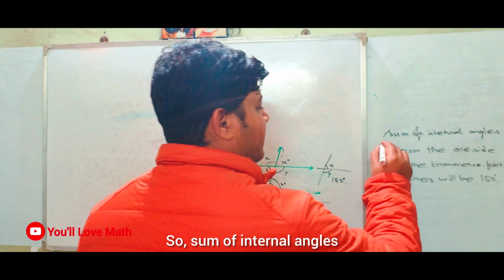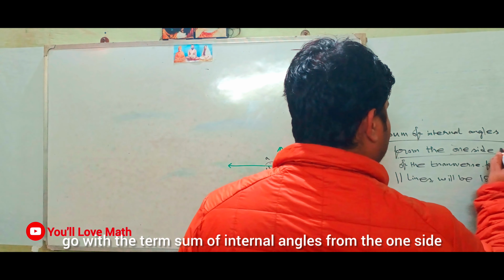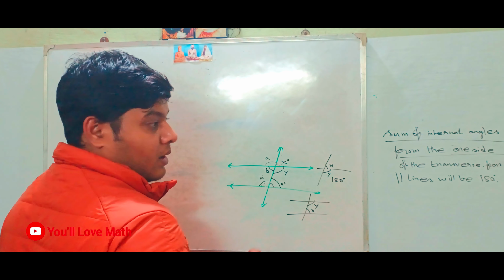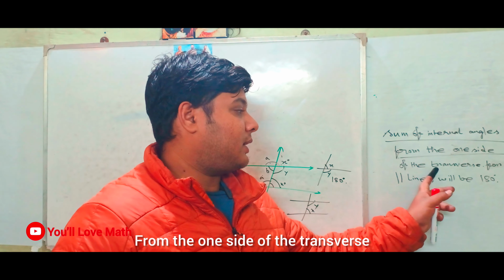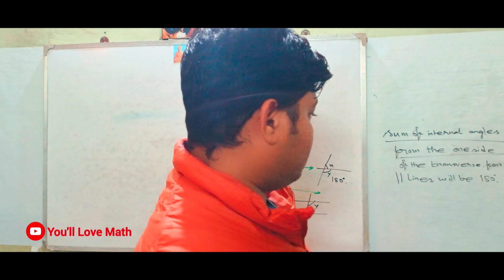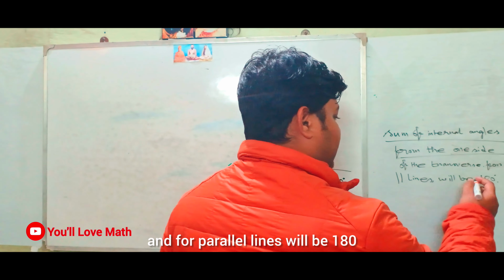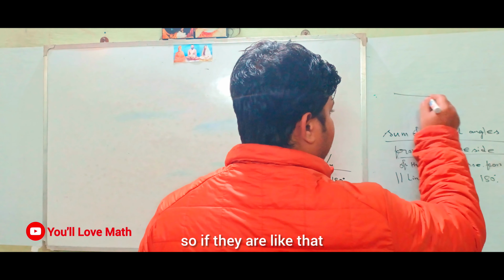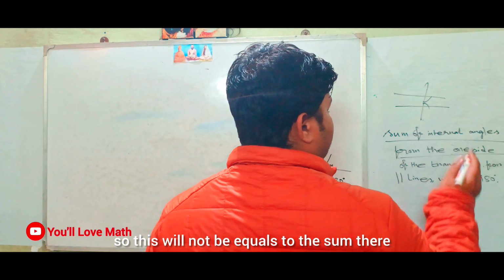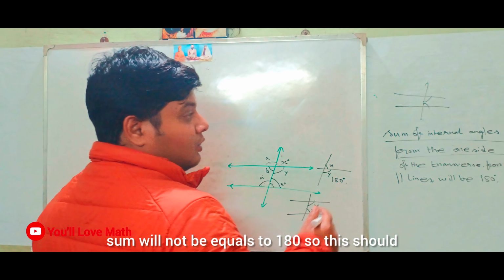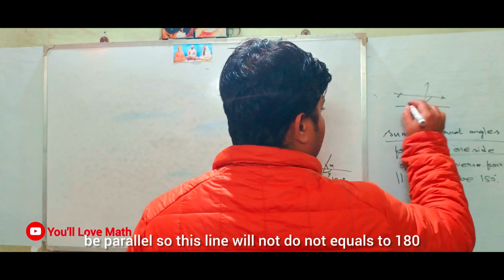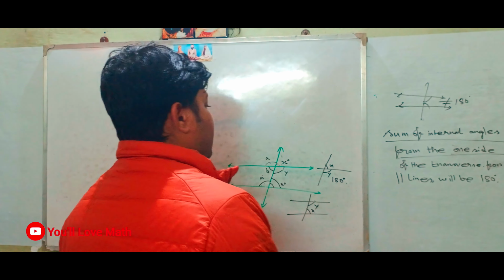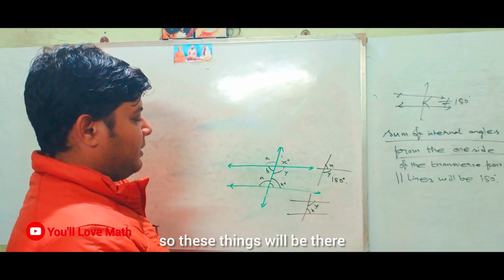So go with the term sum of internal angles from the one side. Why are we taking one side? It's a transversal, and you are taking one side of the transversal, and for parallel lines it will be 180. And they should be parallel. If they are not parallel, then this will not be equal to this, and their sum will not be equal to 180. So this should be parallel. Okay, so these things will be there.